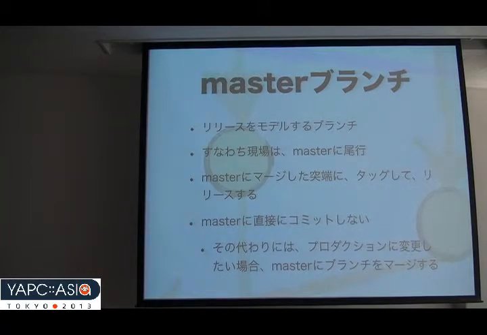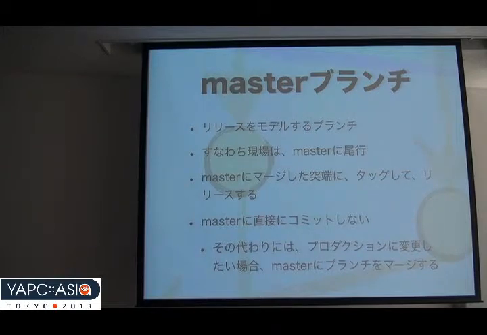So the master branch is there to model releases. What that means is whenever we want to release code, we merge it to master. We update master, and then that immediately produces a release. So that way, anytime we're looking at master, we know that's what's currently on production. Another way to say that is production tracks master very closely. Immediately after we merge to master, we tag the release, and then we actually ship it.